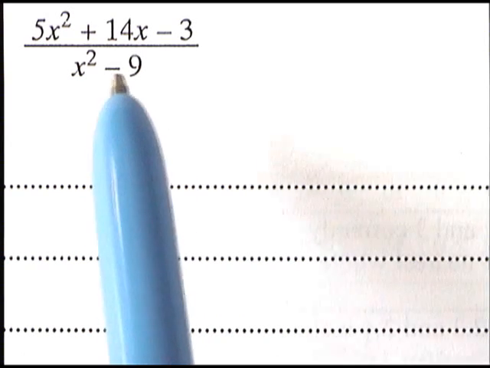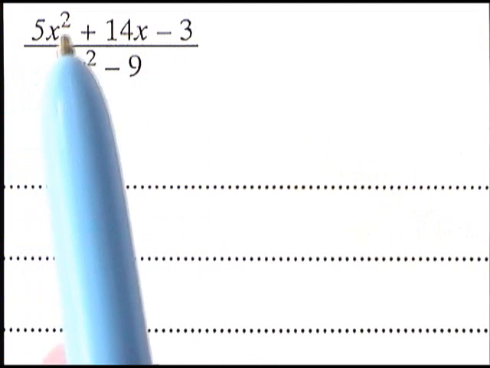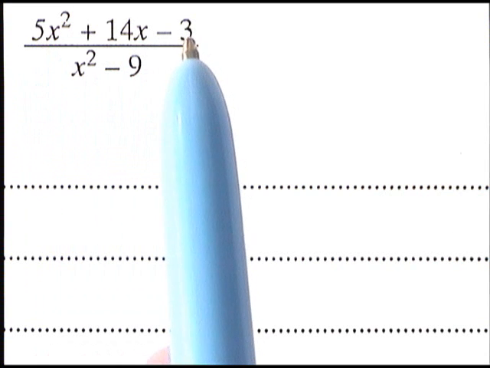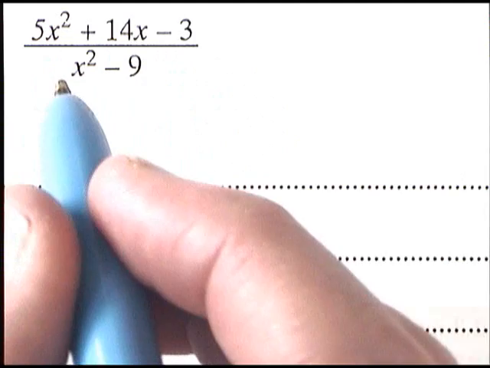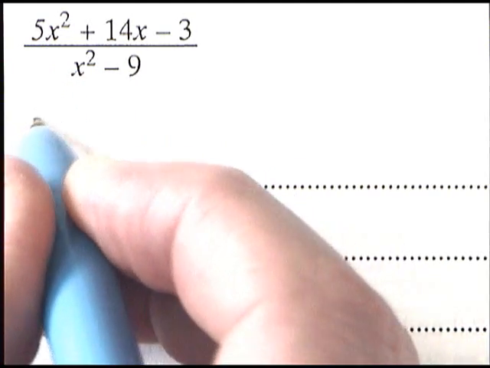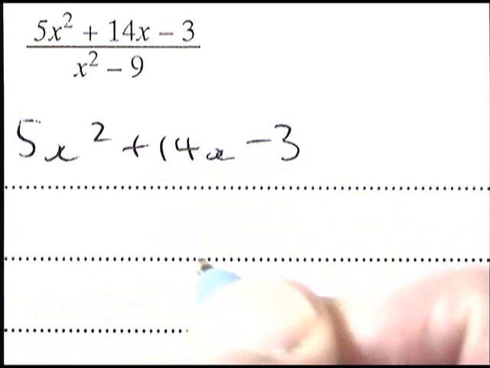In this question we've got a quadratic equation at the top. It's a quadratic equation because it's got an x squared, an x and a number. So the first thing to do is to try and factorise that quadratic equation, to try and put it into brackets. So we're starting with 5x squared plus 14x minus 3.